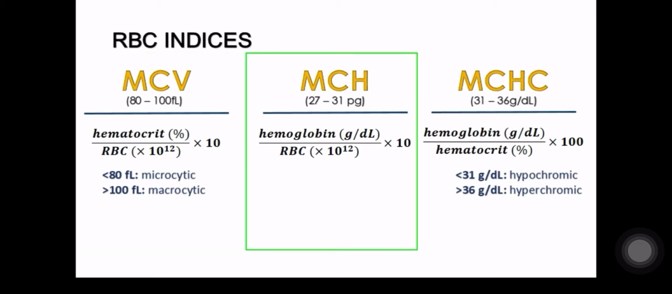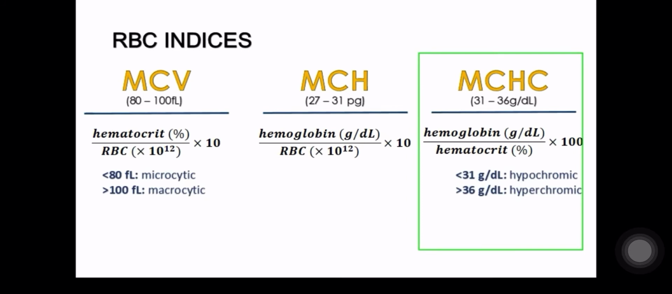Now for MCH, or mean cell hemoglobin, the normal value is 27 to 31 pg. To solve for MCH, that's hemoglobin over RBC times 10. For MCHC, mean cell hemoglobin concentration, normal value is 31 to 36 grams per dL, or 31 to 36%. To solve for MCHC, that's hemoglobin over hematocrit times 100. If it falls within 31 to 36, we say normochromic. Less than 31 grams per dL, hypochromic, and greater than 36 grams per dL, hyperchromic.